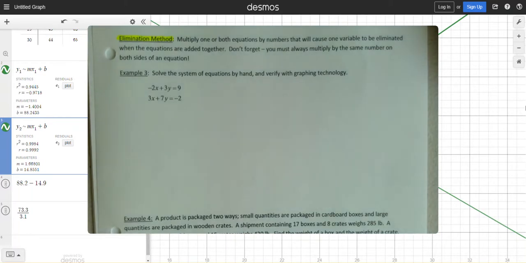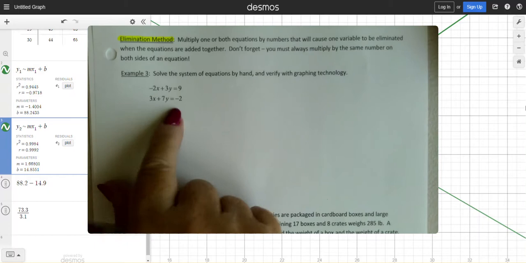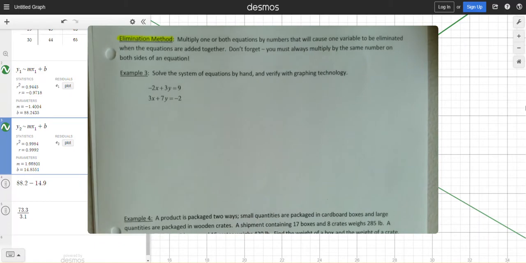All right, so here we go. Here's my system of equations. And I could do this by substitution, but notice that if I try to solve for either x or y, I'm going to end up creating fractions. And lots of times we don't love working with fractions. So instead, we're going to go ahead and try this elimination method.